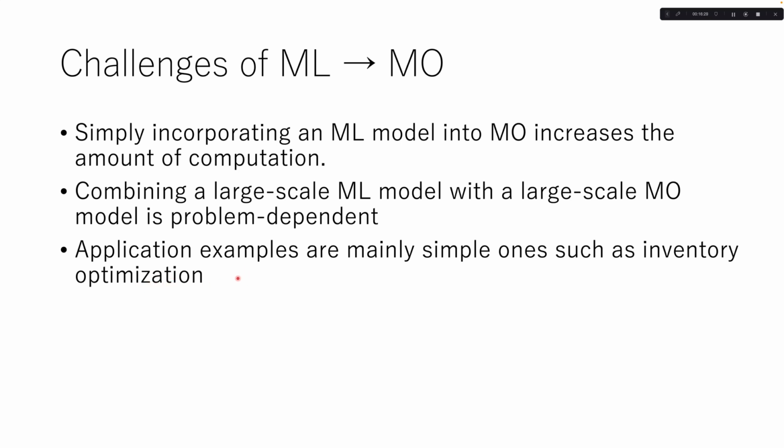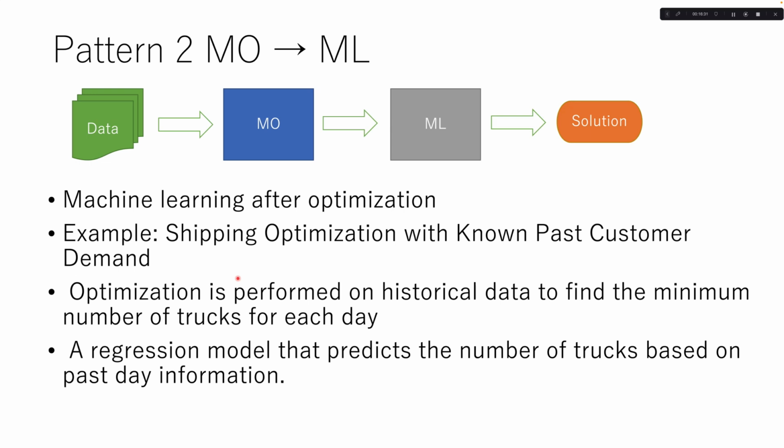The second pattern is MO first, ML second. This approach is somewhat unconventional, as it involves performing optimization first and then using machine learning to make predictions. Here's an example: consider a delivery optimization problem where past customer demand is known. Each day is associated with features like the day of the week or special events. The goal is to predict the number of trucks needed to meet unknown customer demand.